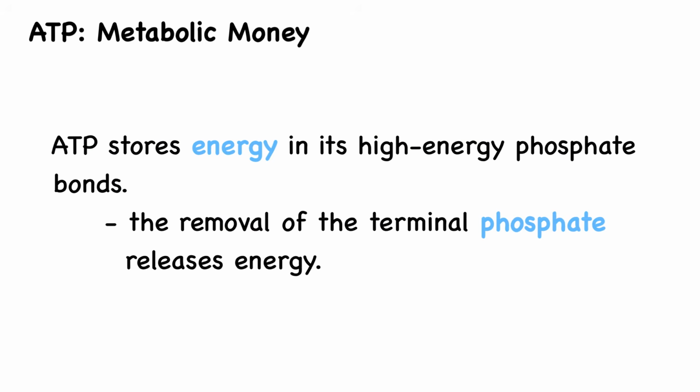ATP is the energy currency of the cell. The energy released during catabolic reactions is captured in ATP. ATP stores the energy in its high-energy phosphate bonds. When ATP is broken down into ADP, the removal of that terminal phosphate releases the energy. This energy can be used to power work in the cell: biosynthesis, active transport, cell movement, and division. Without ATP, metabolism stops, and so does life.